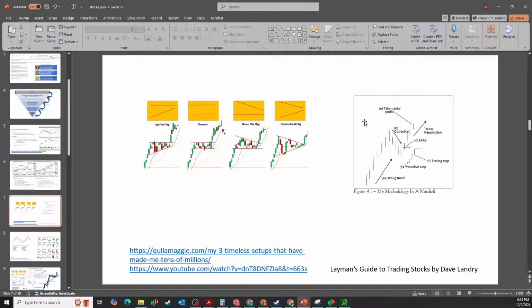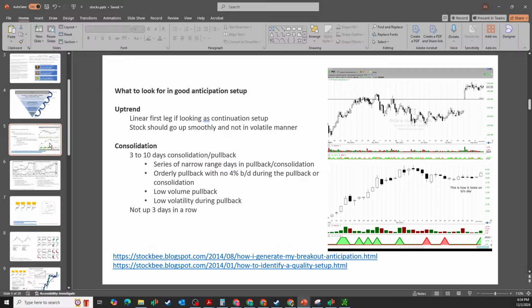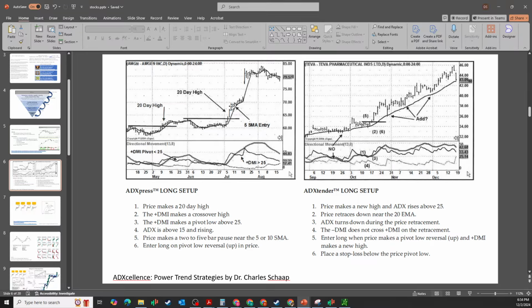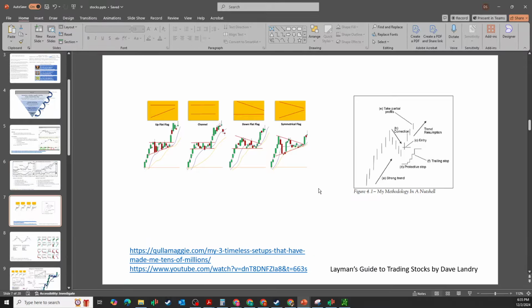I've talked about these strategies in depth. These are the backbone of everything that I do. Everything is some variation of these. It's a momentum burst. It's an AD Express or an AD extender pattern. It's a Kulamagi flag. It's a Dave Landry pullback.